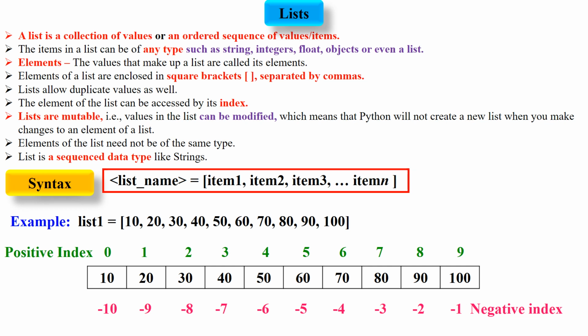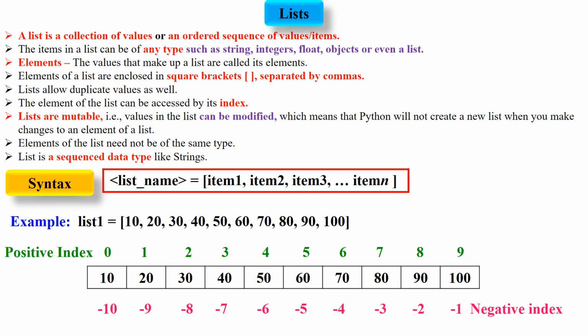The element of the list can be accessed by its index. Lists are mutable, that is, values in the list can be modified, which means that Python will not create a new list when you make changes to an element of a list. Elements of the list need not be of the same type. List is a sequence data type like strings. Now, look at the example.